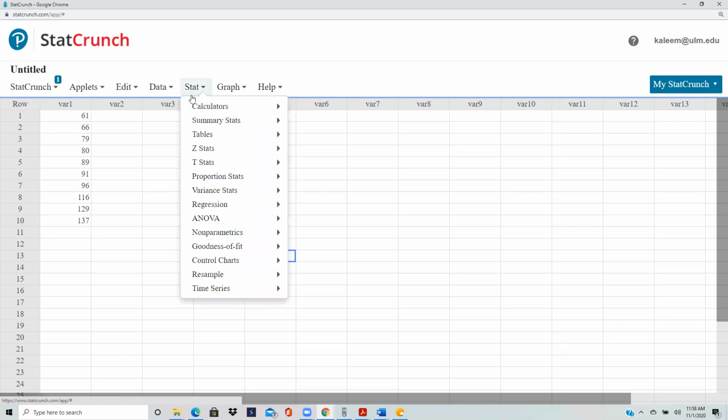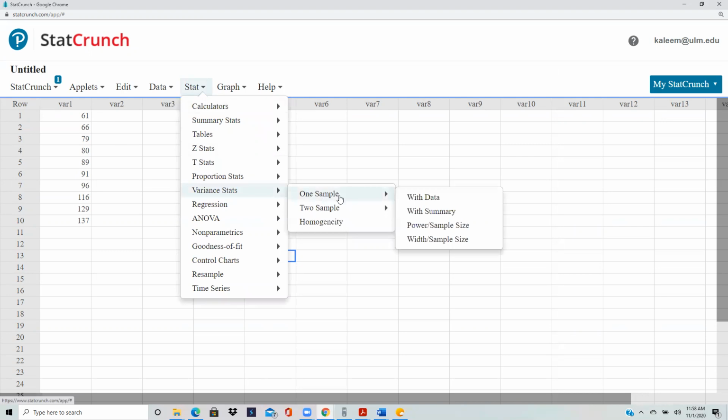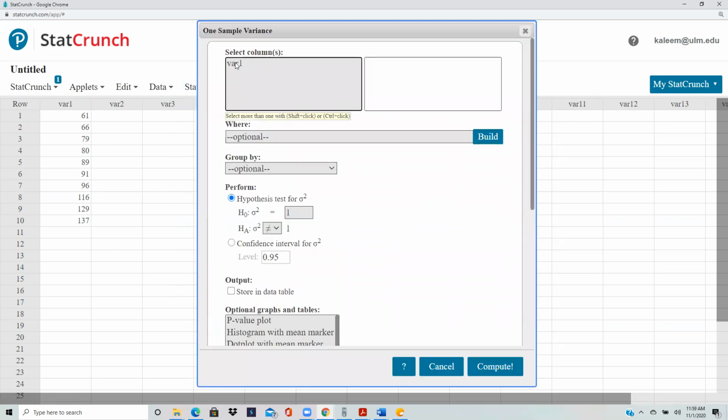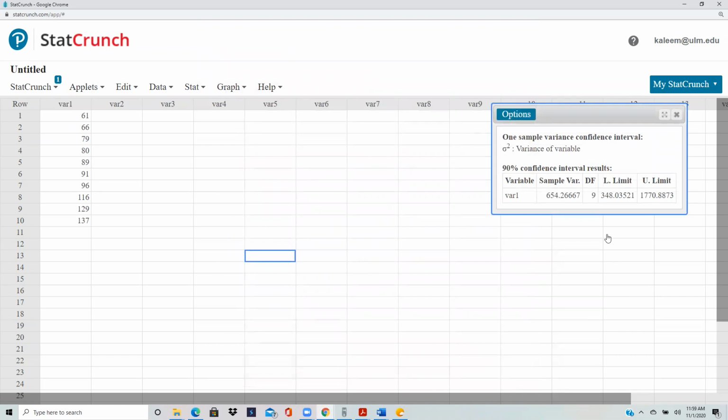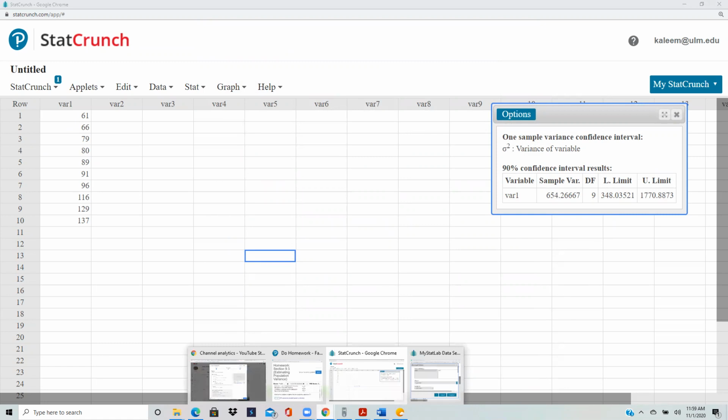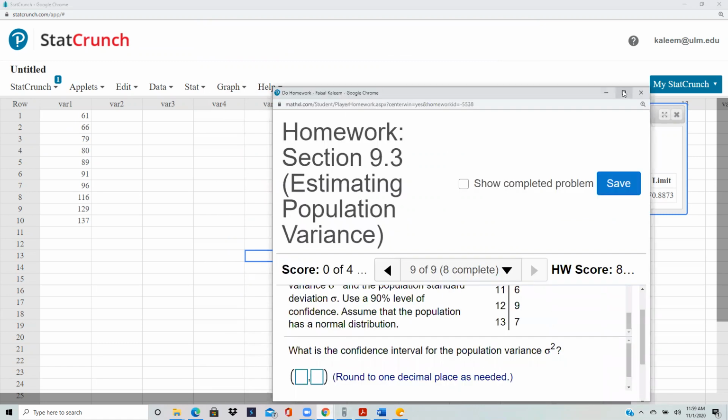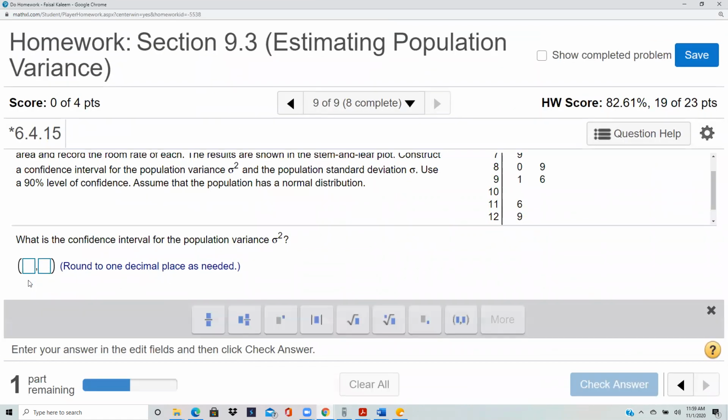So stats, variance stats, it's one sample with data. Select it, select the 90% confidence. Okay, so 348.04 and 1770.89. So 1770.9.